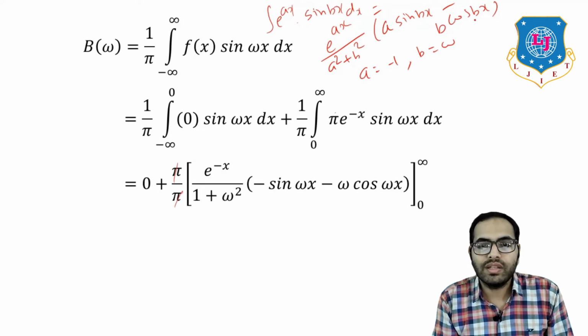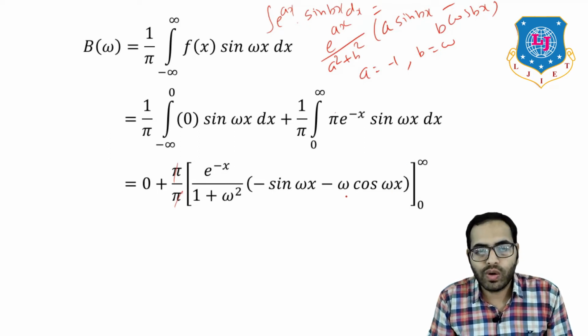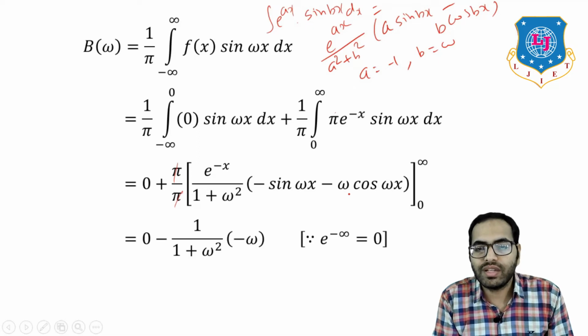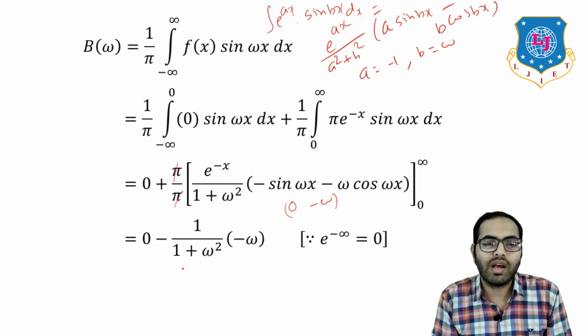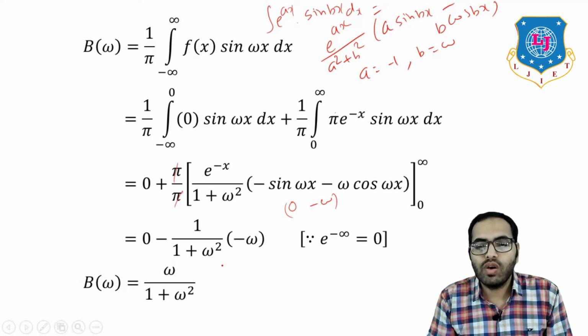cos omega x. Then applying the upper limit minus lower limit, then e raised to minus infinity, that is 0, 0 into anything is 0. Then the upper limit is 0, and the lower limit has a minus: e raised to 0 is 1, then 1 upon 1 plus omega square, sin 0 is 0 minus cos 0 is 1, then 0 minus omega, that is minus omega, minus minus plus, then it becomes omega upon 1 plus omega square.